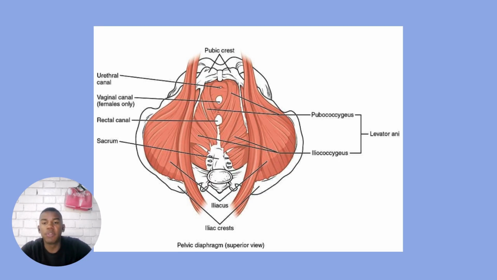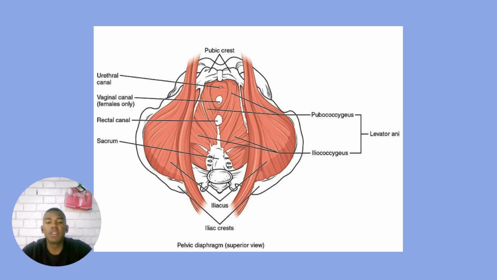The muscles of the pelvis. Pelvic muscles are divided into two main groups, the pelvic wall muscles and the pelvic floor muscles. Pelvic wall muscles include the piriformis and the obturator internus.